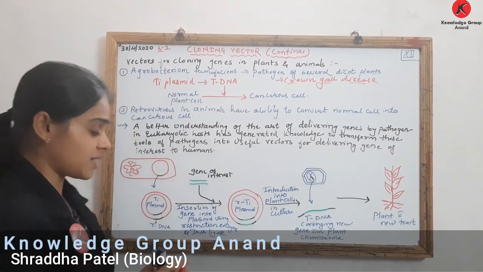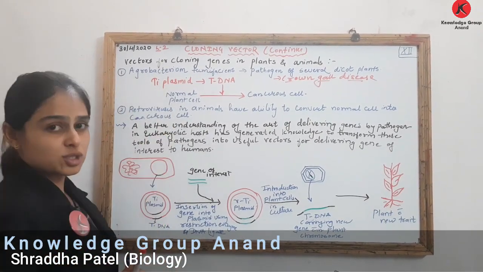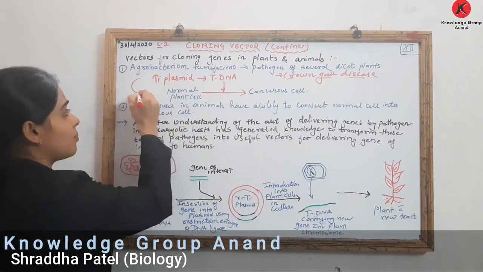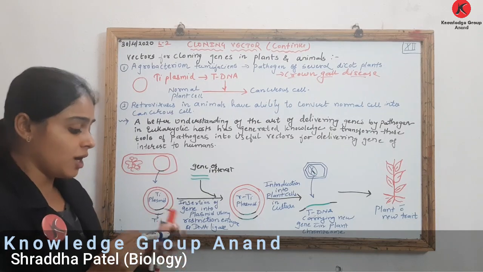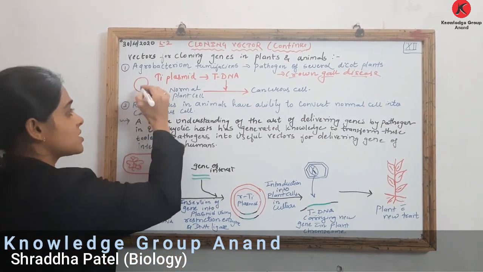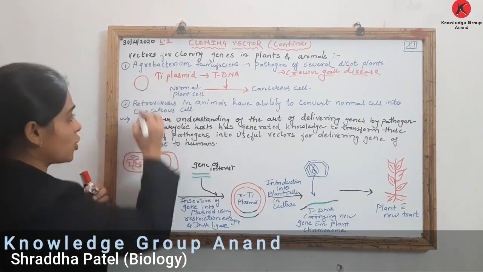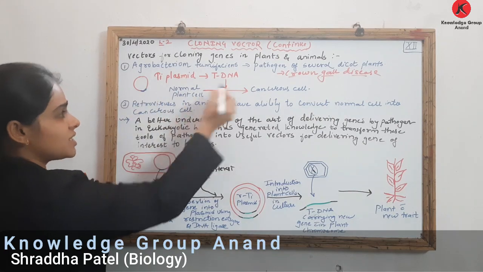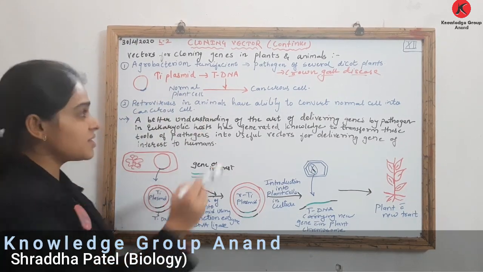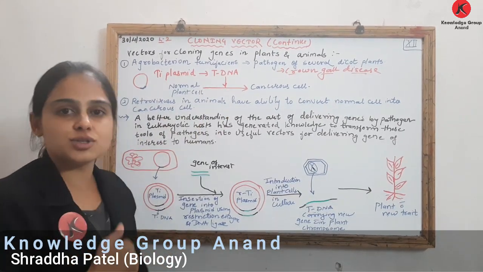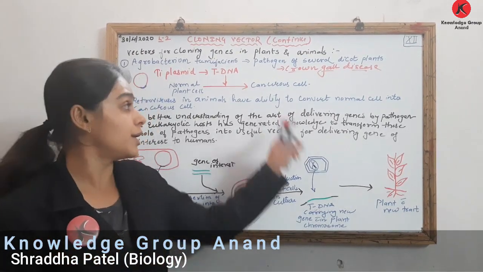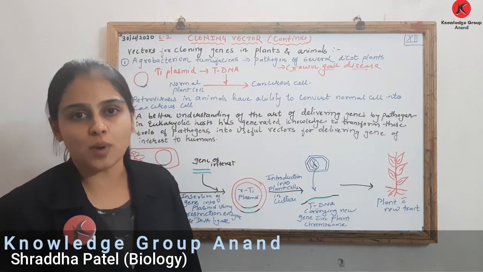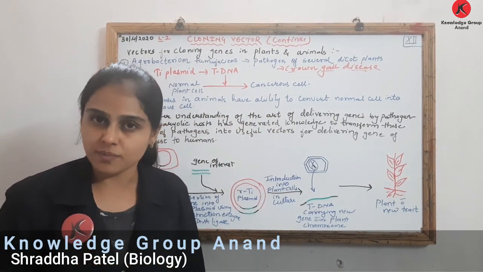Once again, what I said: your Agrobacterium tumefaciens has a plasmid. This plasmid is called the Ti plasmid. There is a specific sequence of gene present over here which is called tDNA. Once this tDNA enters your plant cell, it converts normal plant cell into cancerous cell, responsible for causing tumor.